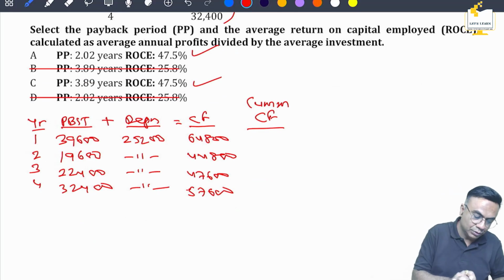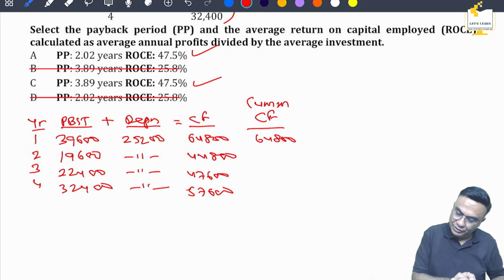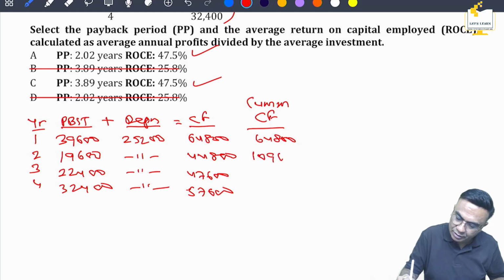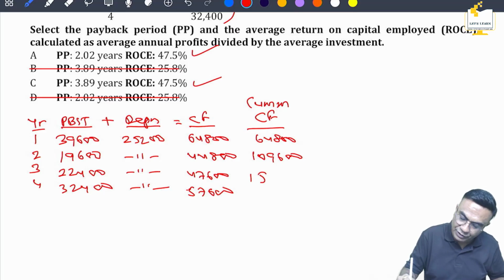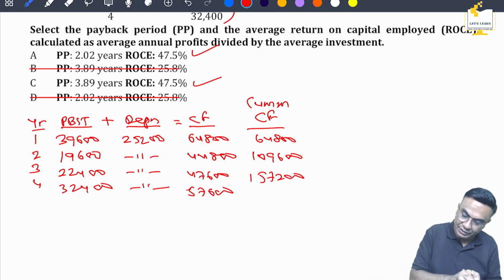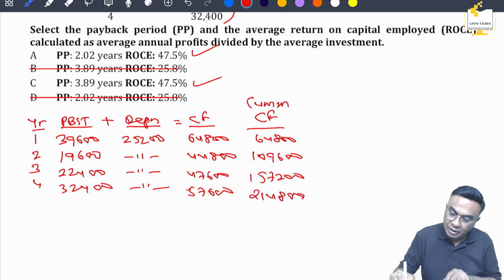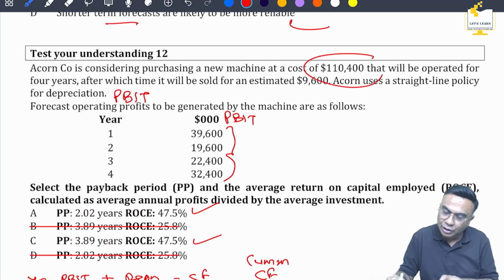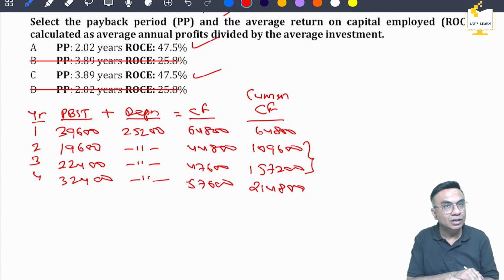Cumulative cash flow. So 64,800 plus 44,800, 64,800 plus 44,800, 1,09,600, plus 47,600, that comes to 157,200. Okay, and plus 57,600, that comes to 2,14,800. But my cost of 1,10,400 will be recovered somewhere over here, between the second and the third year.